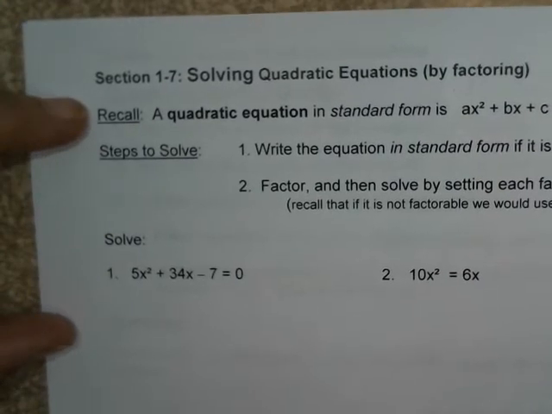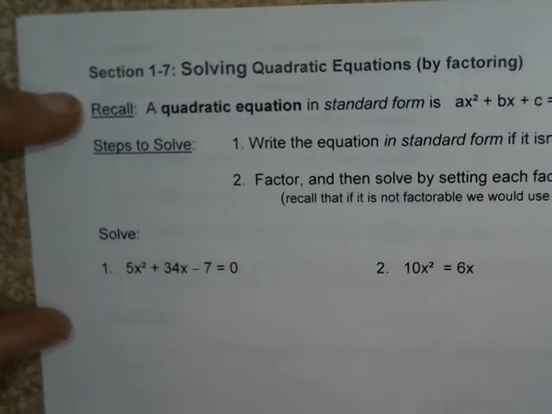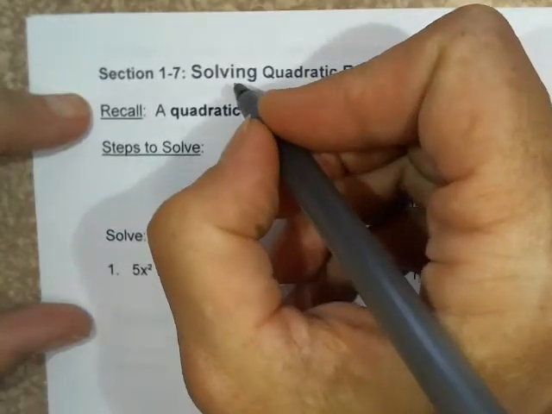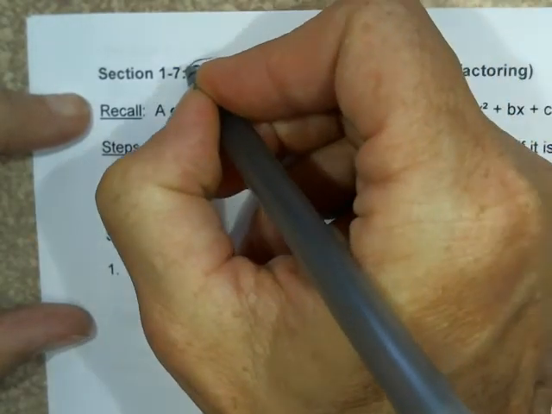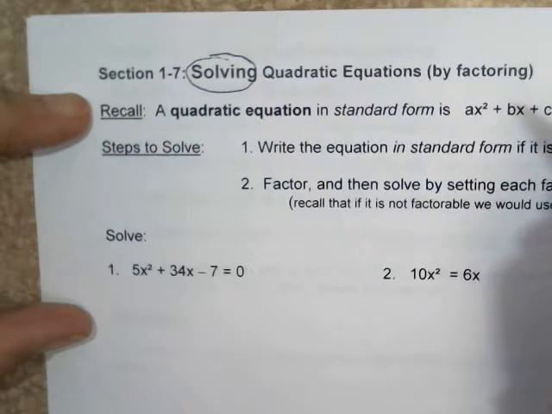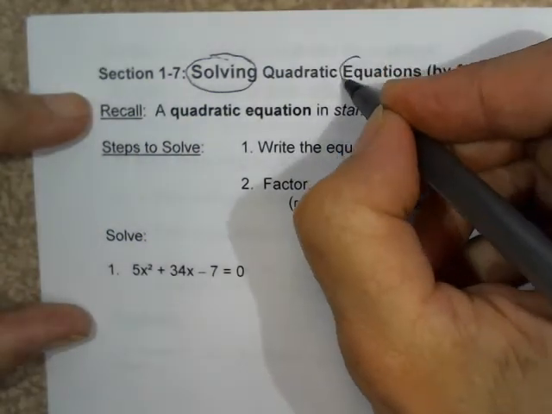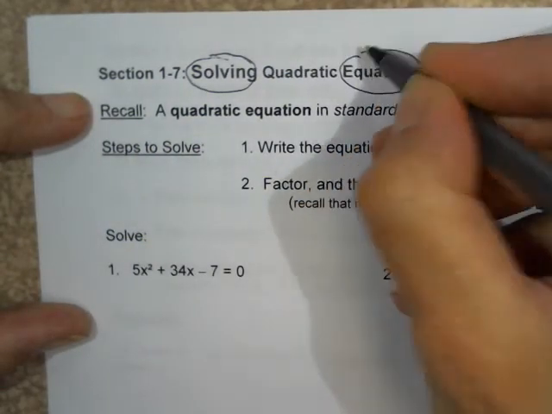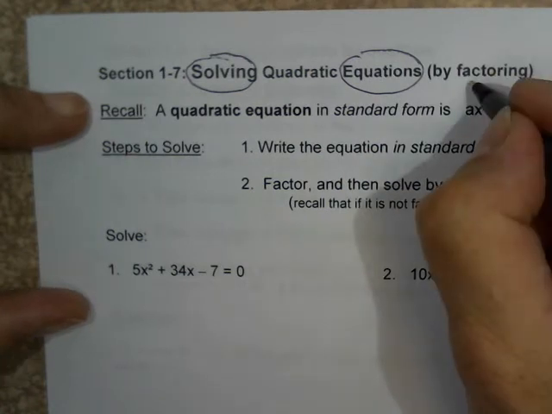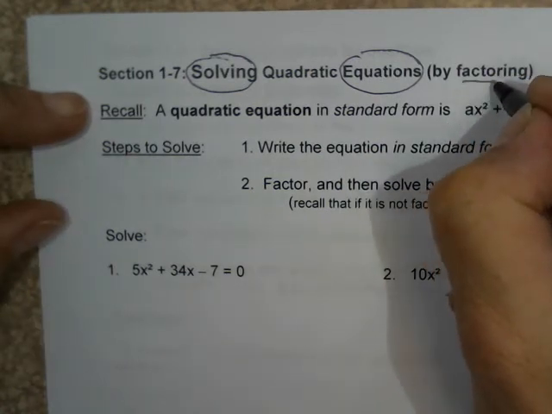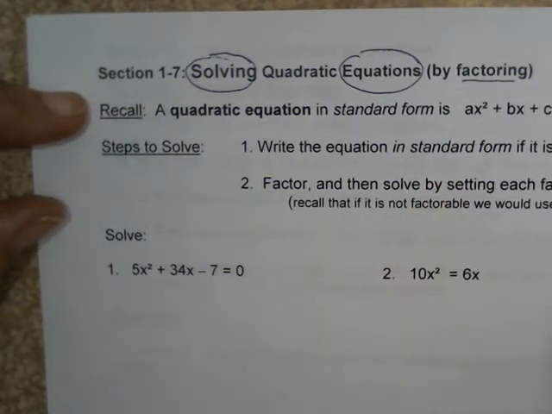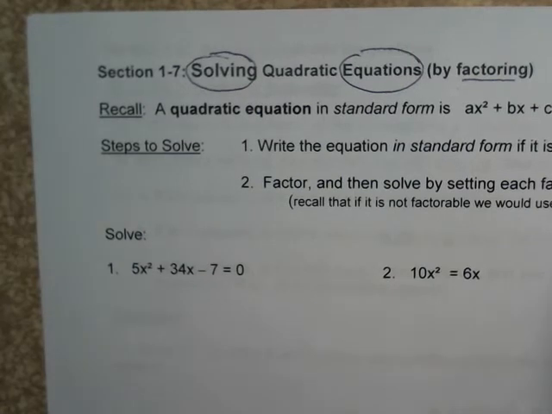Anyways, we're going to talk about section 1.7 today, and what's different than the other days is we're actually going to be solving quadratic equations, and equations have an equal sign in them. What we're going to do is factor like we have been doing the other 2 days, but then at the end we're going to let x equal some value.